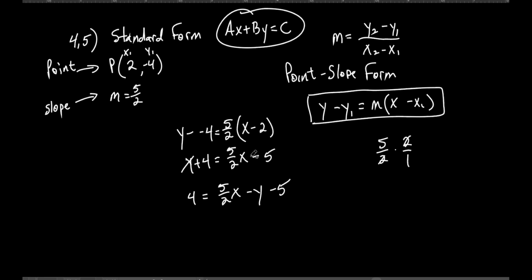That's all I did. Now, let's get this number and put it over here on the left side. Add a 5, add a 5. What's that going to become? It's going to become a 9, isn't it? Just added 5 to both sides, right? 4 plus 5 is 9.